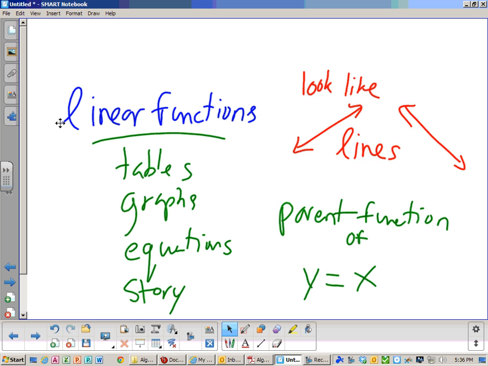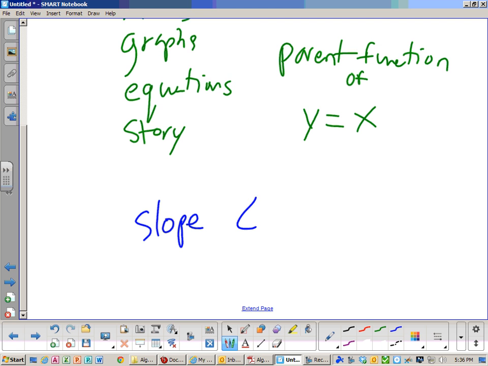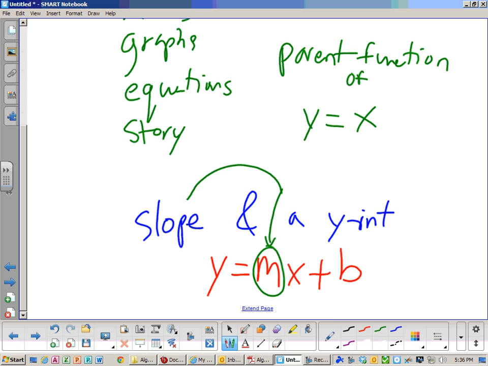Oh, but wait, there's more. Linear functions also always have a slope and a y-intercept. Generally, most times they tend to look like this format. It's not the only format, but this is generally the usual one. Where slope is this one, and the y-intercept is whatever this number is.